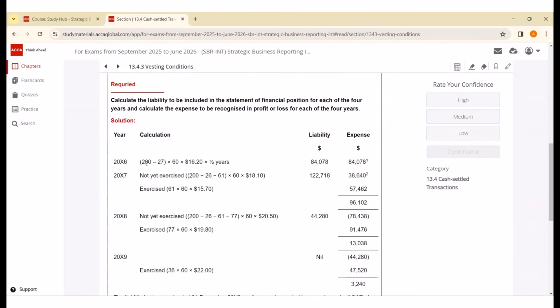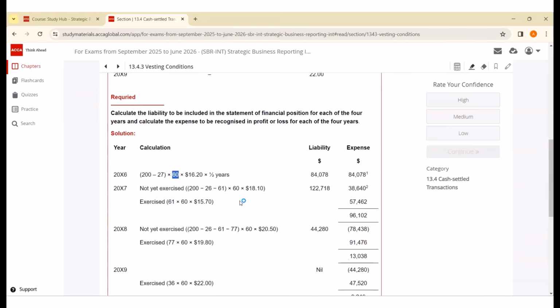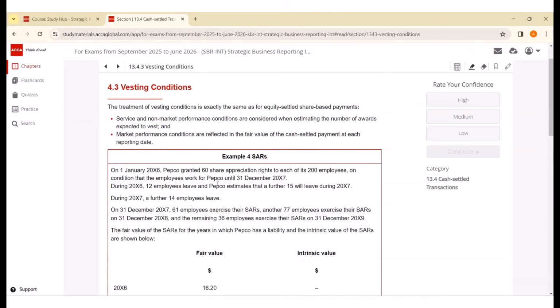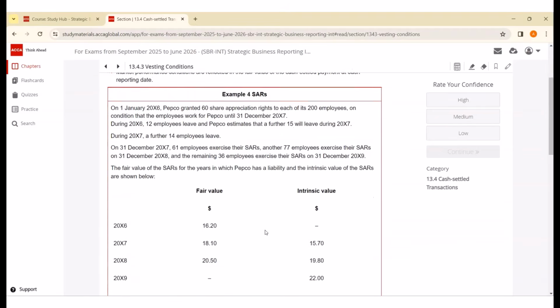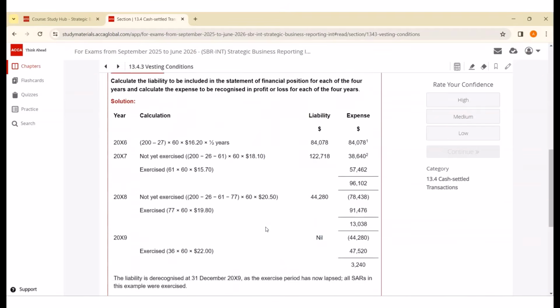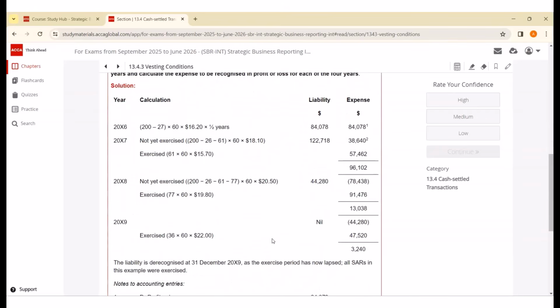In the first year, we see how many were the total employees, how many are expected to leave. Then the number of share appreciation rights that every person has. We have picked this up from the question. The expectation is also mentioned in the question. Remember, in your SBR exam, you will be given all the estimations. So you don't have to worry about calculating these estimates in the exam.